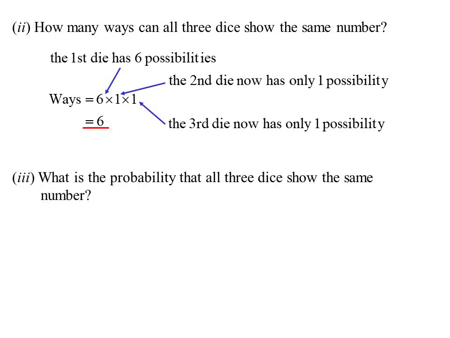It then brings up the logical next question. Well, what's the probability that all 3 show the same number? Okay, wow, 6 out of 216. I know the size of those spaces now. And that simplifies down to be 1 in 36.